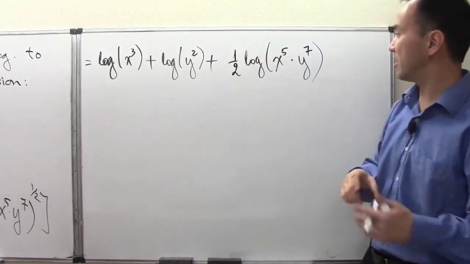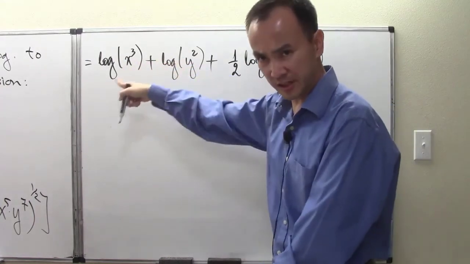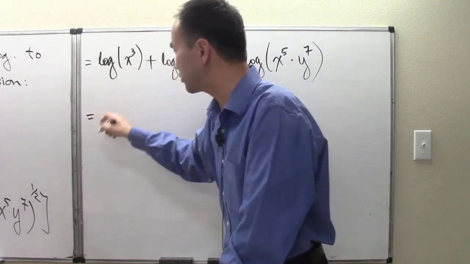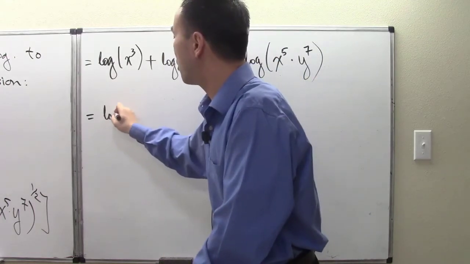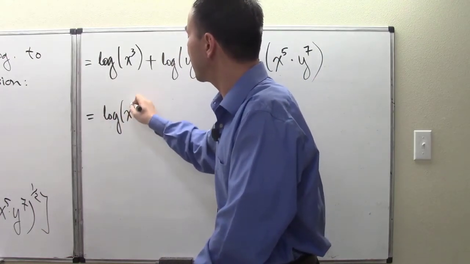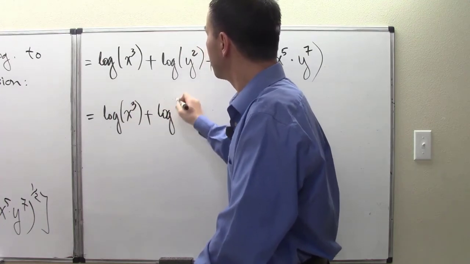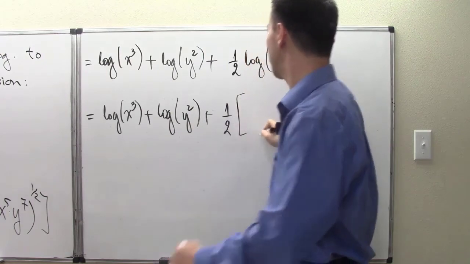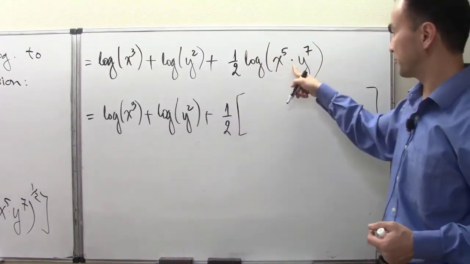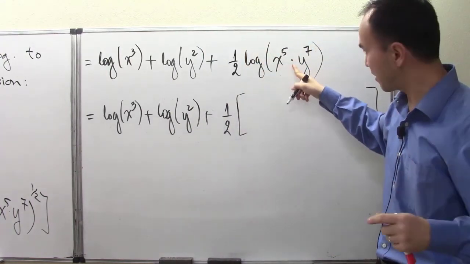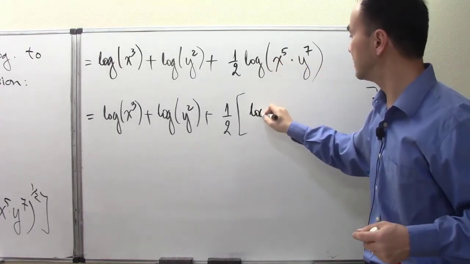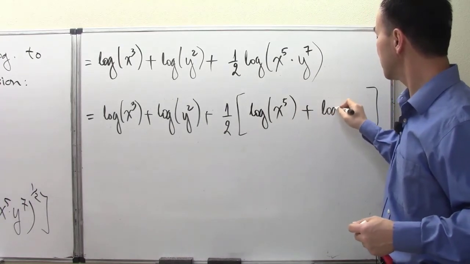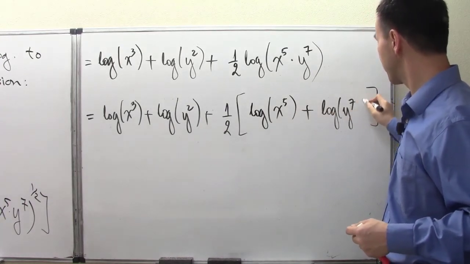Okay, and now in my next step, I'm still going to hold on to the first two because they're quite simple. Only one more step to take care of the first two terms. So I decide to keep it there for now. So log base 10 of x cubed plus log base 10 of y squared plus, now I keep a 1/2 as one common factor. And now I'm going to break that similar to the earlier problem. I'm going to break this product into a log base 10 of x to the 5th plus a log base 10 of y to the 7th.